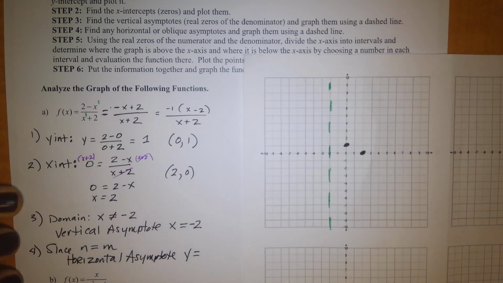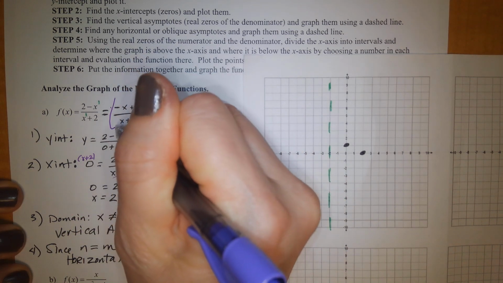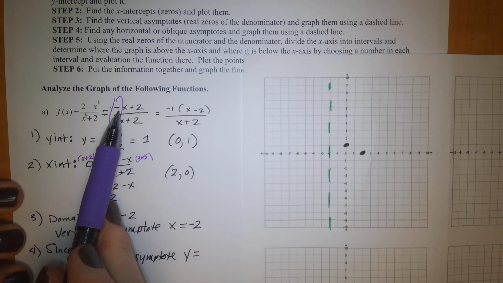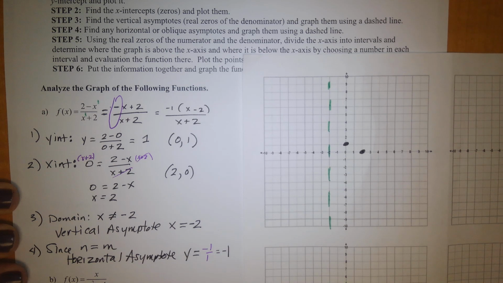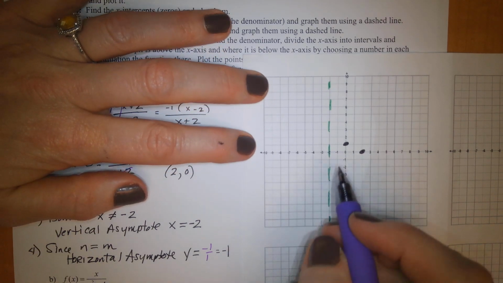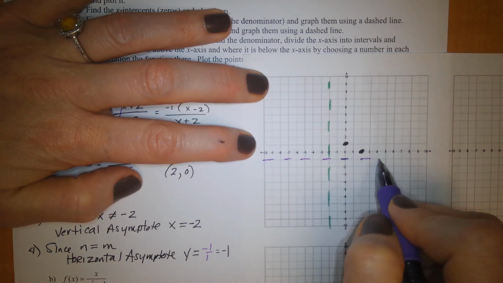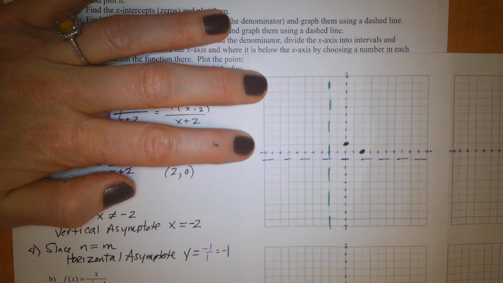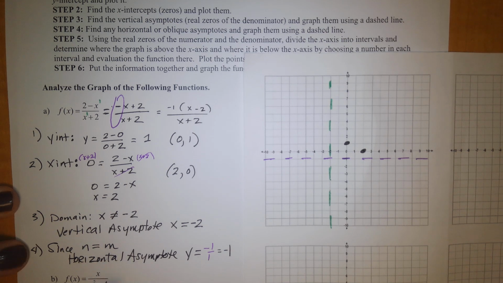located at y equals the division of the coefficients. So we're going to divide the coefficients that are in front of these x terms. So it's -1 divided by 1. So we'll have a horizontal asymptote at y equals -1. If you have a horizontal, that means you do not have an oblique.